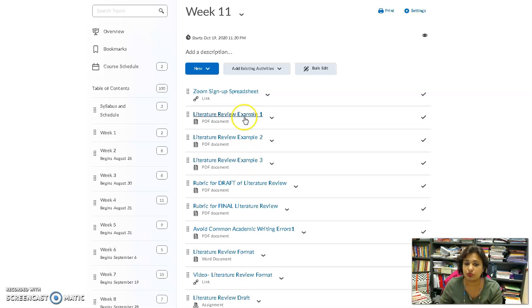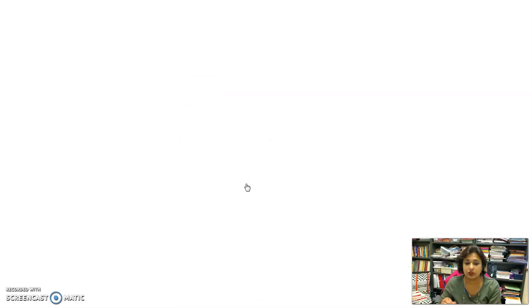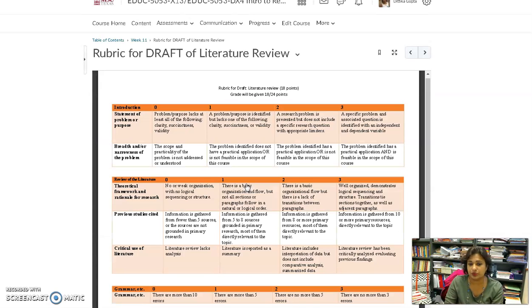I have uploaded 3 examples for literature reviews, complete papers for you to look at and see. Here is the rubric for the draft of the literature review. So for the draft, this is the rubric that's going to be used to grade your drafts.